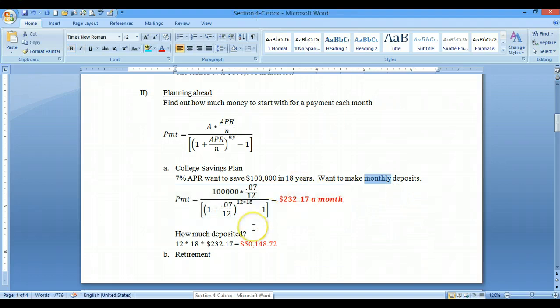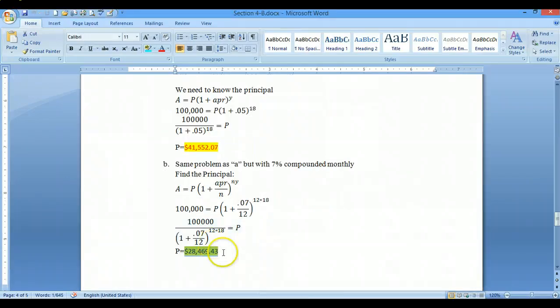All right, how much was deposited in this example? So if we have $232.17 a month, making monthly payments for 18 years, we do 232 times 12 months a year times 18 years, which gives us $50,148.72.